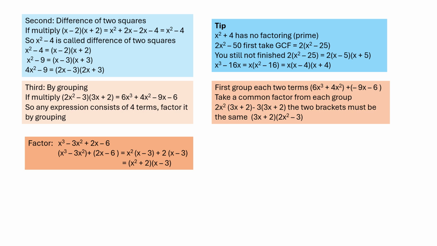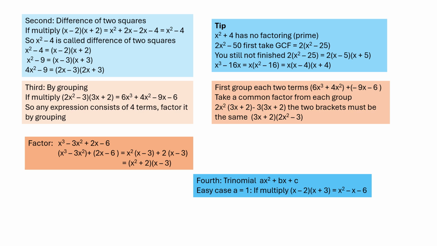Look at four terms, okay? Put each two terms inside parentheses. Look at the first bracket: you can take x squared as common, so the rest is x minus 3. Plus, look at the second bracket: you can take 2 as a common factor, so the rest is x minus 3. Look, the two brackets are the same. So take the common bracket (x minus 3), and the rest is (x squared plus 2) times (x minus 3). Also, to check, you can FOIL them to get the original question.